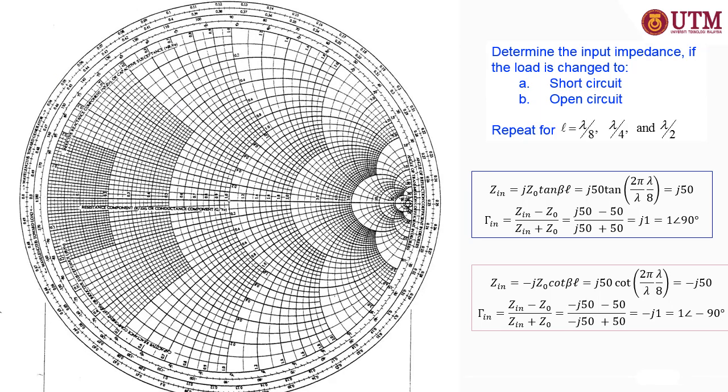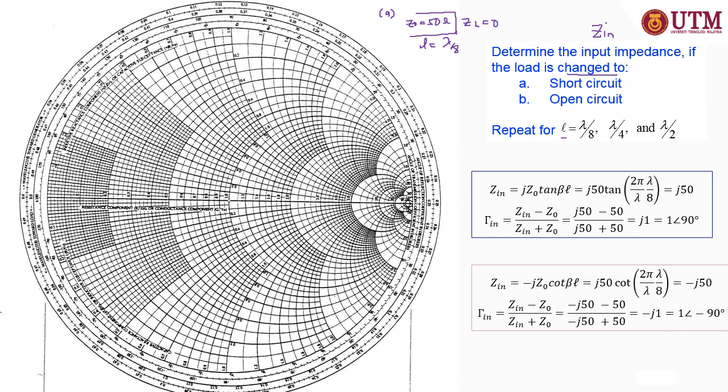Okay, next the question asks you to determine the input impedance, again the Z in, if now the load is changed to short circuit and open circuit. Earlier the load is 100 ohms, so now you have two conditions. Condition A is short circuit, so your ZL equals 0. The default length is lambda over 8, and the characteristic impedance is the same. So determine the input impedance for the short circuit, ZL equals 0.